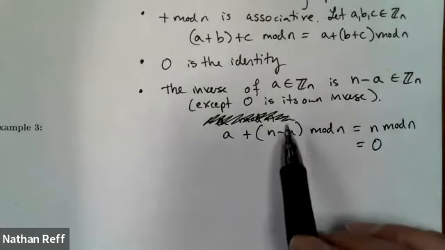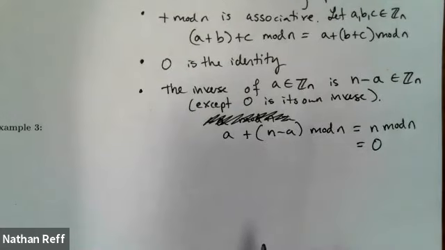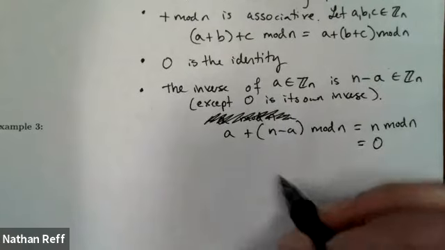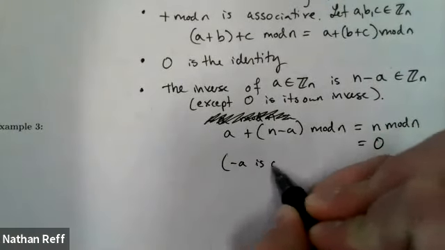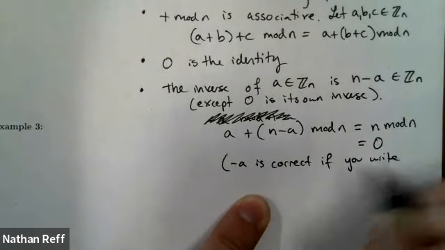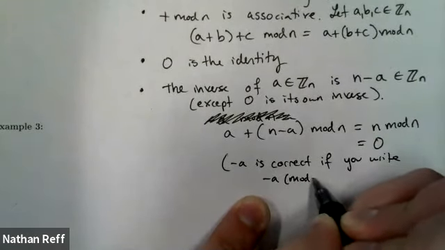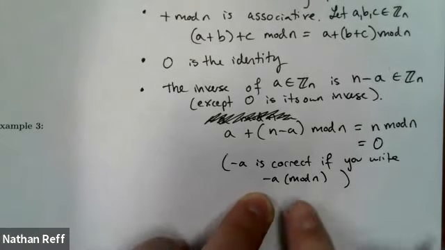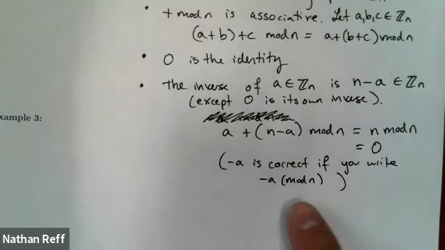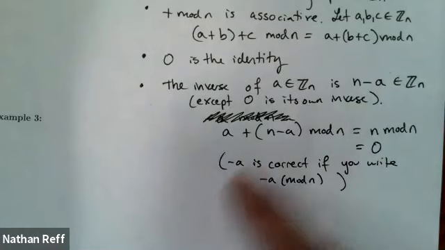Are we okay with that? So if you actually write negative a, that's still technically correct. Negative a is correct if you write negative a modulo n, because you would have to make sure that it's actually an element in Zn. And that is still a valid answer, because to get it into Zn, you could add an n to it if it was non-zero, and then it would be that correct element.